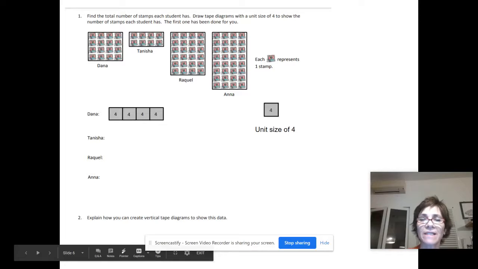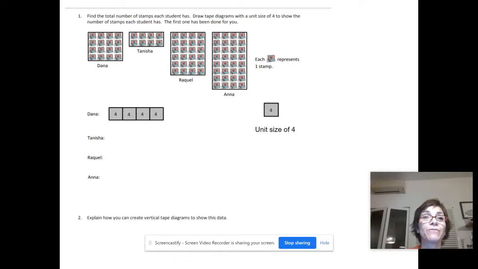Let's do this problem together. Find the total number of stamps each student has. Draw tape diagrams with a unit size of 4 to show the number of stamps each student has. The first one has been done for you. So as you can see, we have 4 students, Dana, Tanisha, Raquel, and Anna. And these are the stamps that they have.